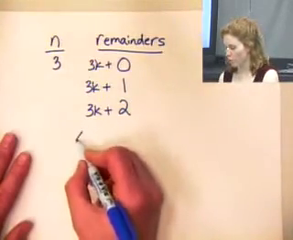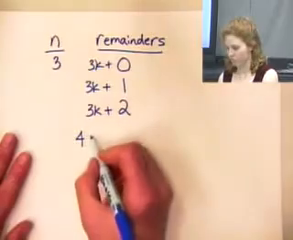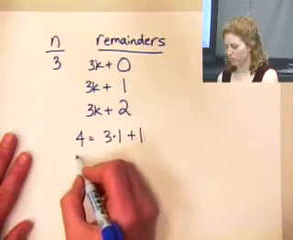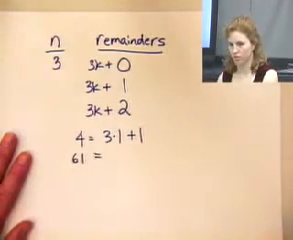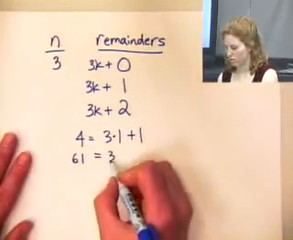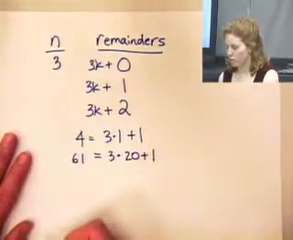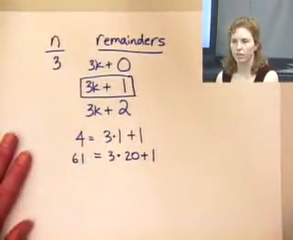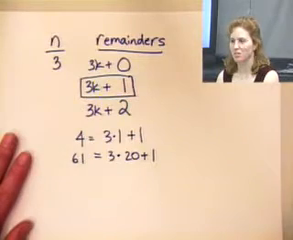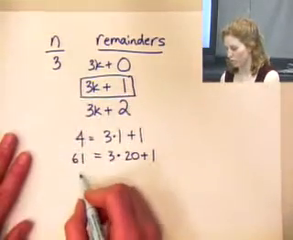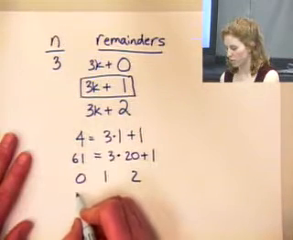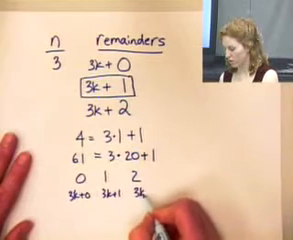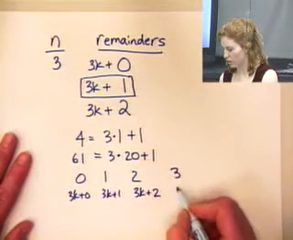So the number 4 can be written as what? 3 times 1 plus 1. How about 61? 3 times 20 plus 1. When I talk about all the numbers that are of this form, that's every third number, right? The number that comes right after a number that's divisible by 3 is going to be of this form. So the numbers sort of cycle. If I start at 0, that would be 3k plus 0, 3k plus 1, 3k plus 2, and then 3 would be another case.